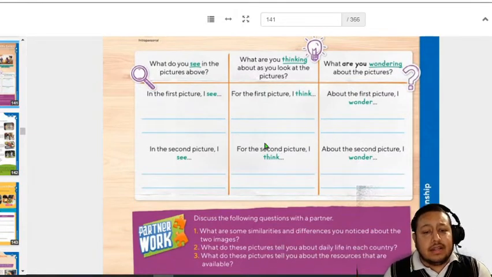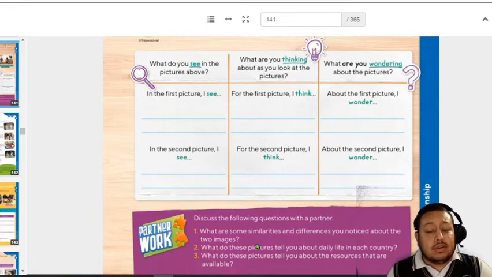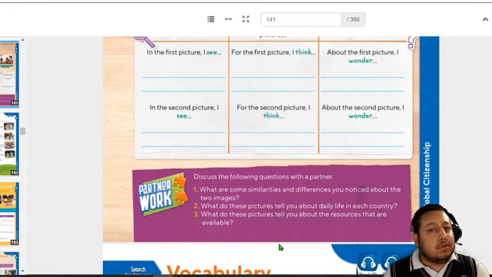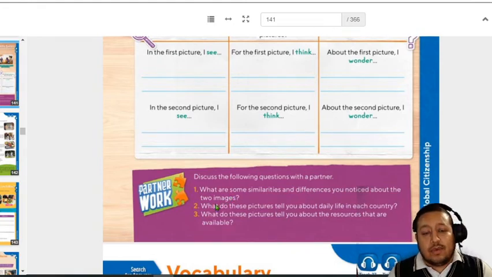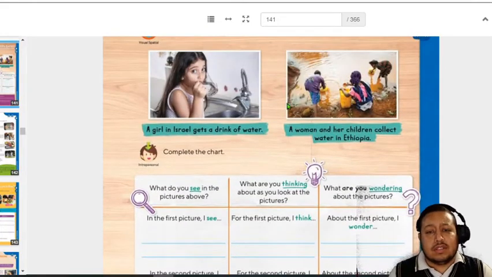Perfect. I have some questions for you. It says here, discuss the following questions with a partner, but your partner is you. Question number one: What are some similarities and differences you notice about the two images? Dos similitudes y dos diferencias que notaste aquí, right?